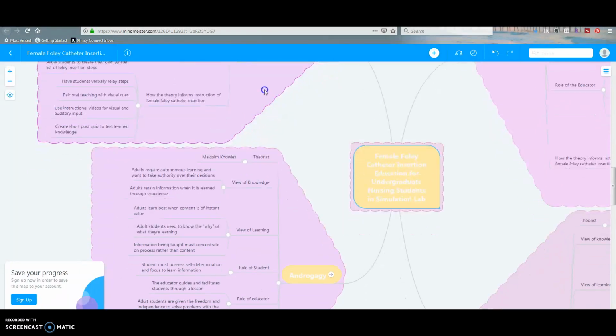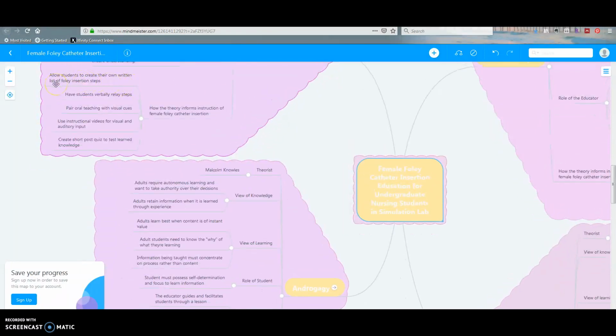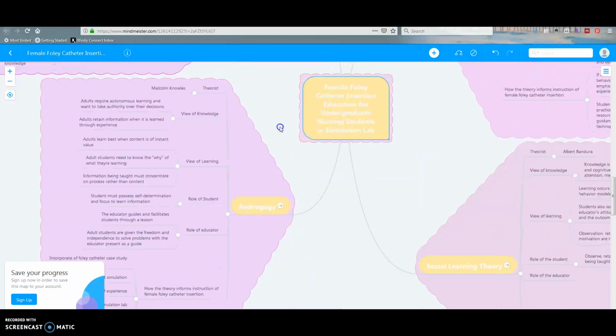So here you have some ways that this theory can inform your instruction. And you're saying allow them to create their own written list of Foley insertion steps, which would show you their process, right? But then what would you do with that, right? And then you'd have them verbally relay the steps. Well, maybe not. If the students aren't sure of the steps at that point, would you have them verbally relay what they've written, or would you have them get feedback on what they've written or give feedback to one another and then talk about the steps, right, and that kind of thing. So you need to think about this a little bit, about the instruction part.